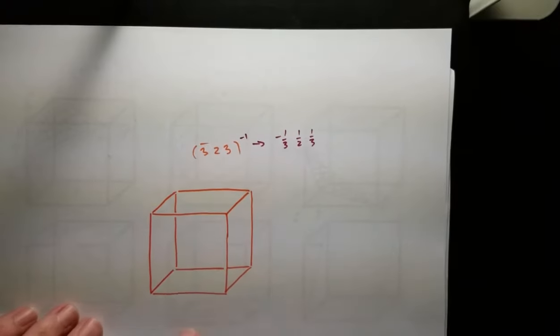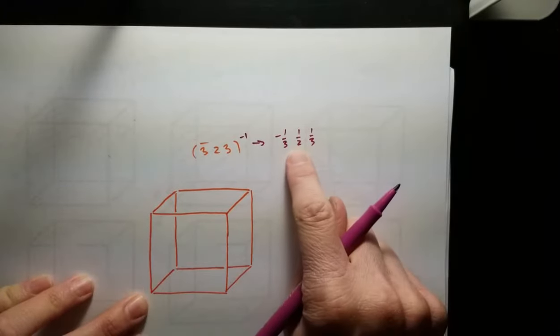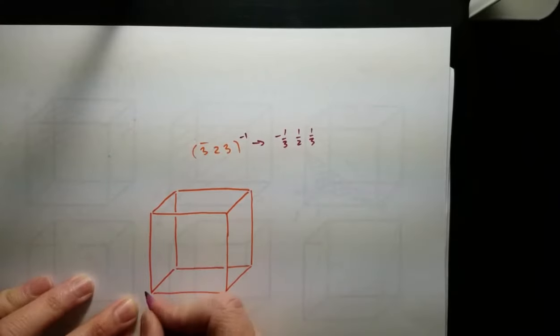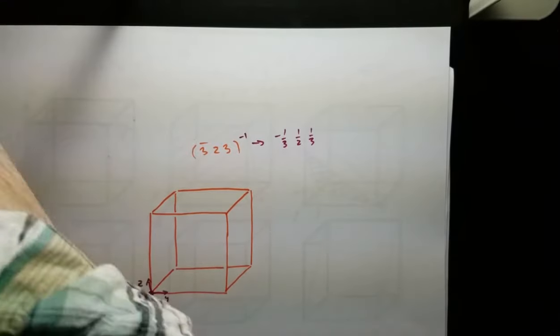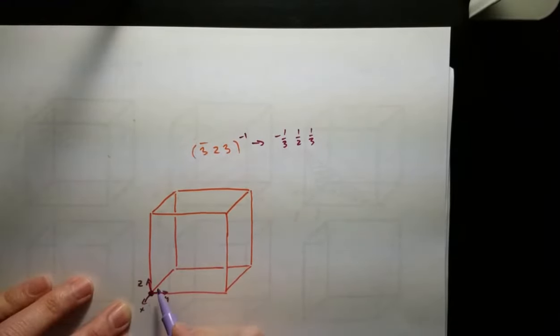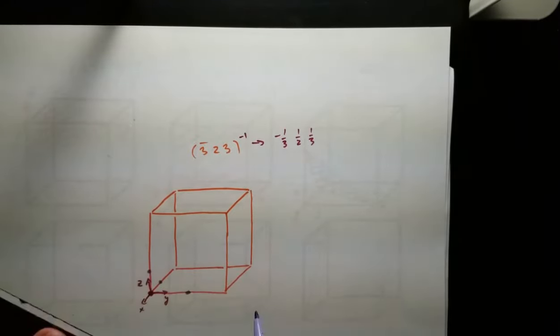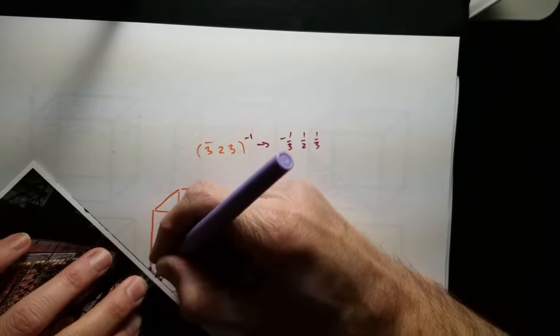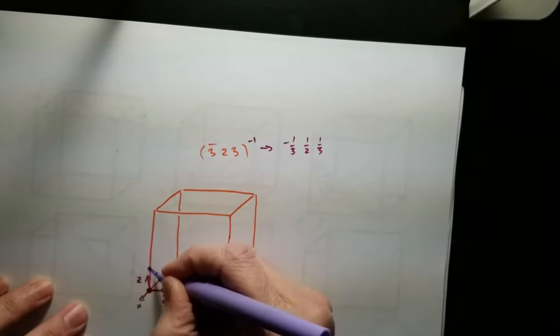Okay, how do we get at that? Well, we know it's got to cut the x at minus 1/3, so that means we're going to be in this front plane, and plus y and plus z. So we'll pick this as our origin, and that means that I've got x, y, z, and I cut x at minus 1/3, which is right here. I cut y at 1/2, which is right here, and I cut z at 1/3, which is right here. So trying to draw this in. That is our plane.